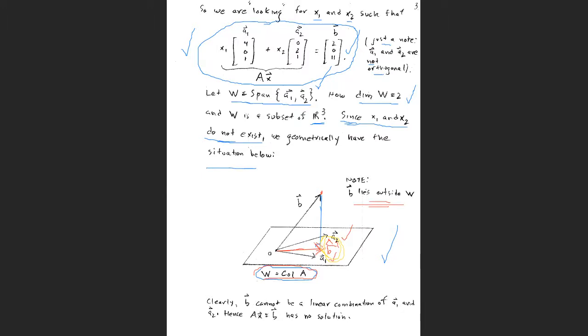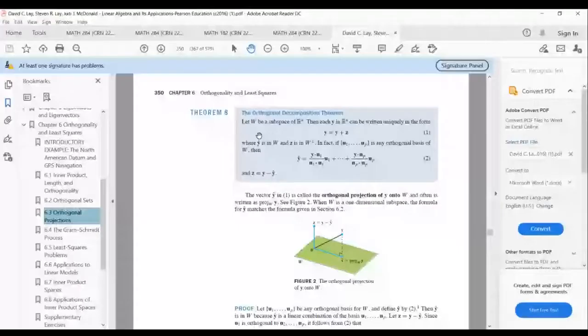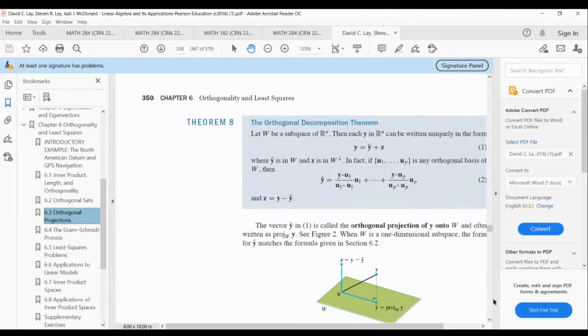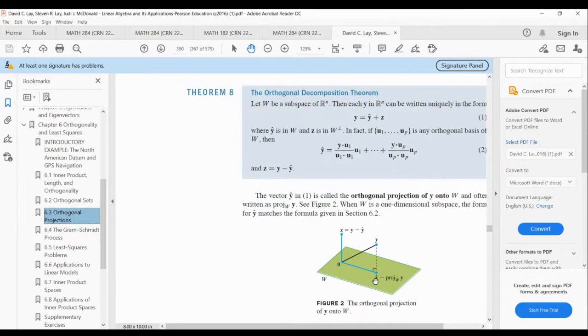Okay, so let me bring up that theorem. Of course, in Theorem 8, instead of b hat, they have y hat as the projection vector. And they have a picture right here in figure 2. They have a nice picture here in figure 2. I mean, there's the projection vector.